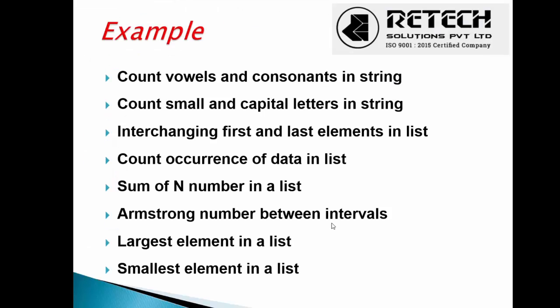And now we have some remaining set of problems: count the occurrence of data in a list, sum of n numbers in a list, Armstrong number, largest number in a list, and smallest element in a list. Try to solve them on your own. We will see these problems in our next classes.